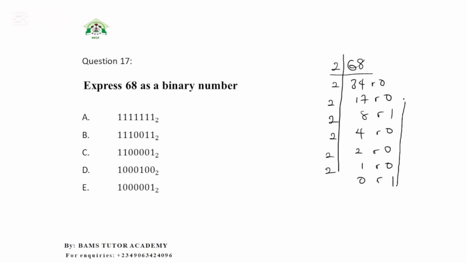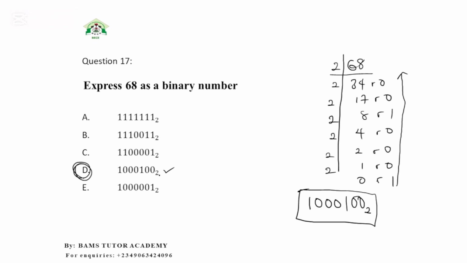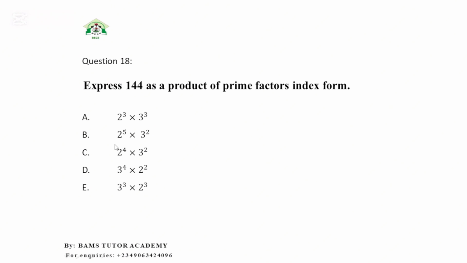So starting from the bottom to the very top, we have what? Let's call it together. 1, 0 in 3 places, then 1, 0, 0. Base what? Don't forget that one. Base 2. Very, very important stuff. So which option corresponds with this? That is option D. Option D is the correct answer. Let's move to question 18.